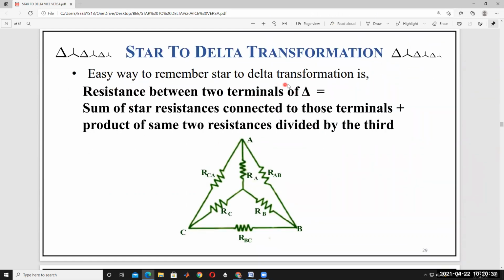An easy way to remember star to delta transformation: the resistance between two terminals of delta is equal to the sum of the star resistances connected to those terminals, plus the product of those two resistances divided by the third one. That is RA plus RC plus RA into RC divided by RB. Like that, star to delta transformation.